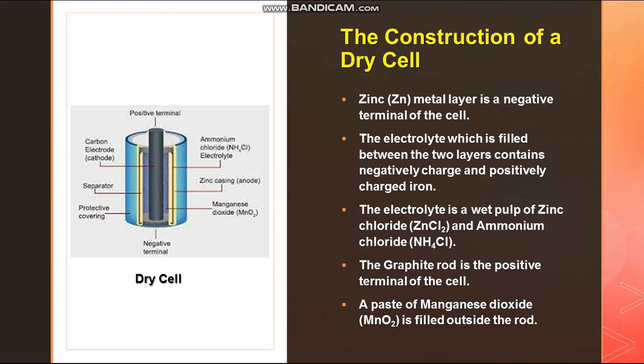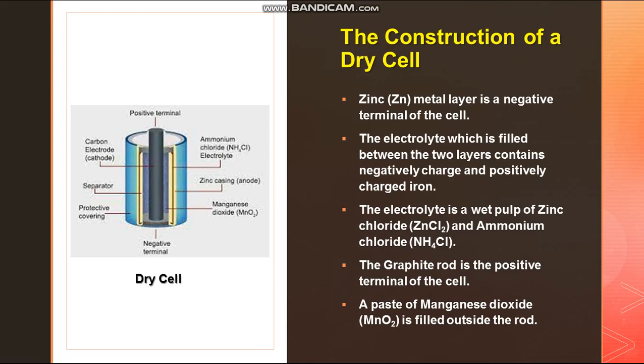There is another layer inside. An electrolyte is filled between these two layers. The electrolyte contains negatively charged and positively charged ions. These are the carriers of electricity. The electrolyte is a wet pulp of zinc chloride and ammonium chloride.